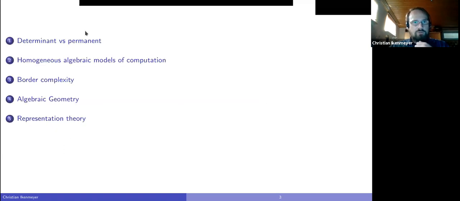All right, so I want to talk about these 5 sections. There is a very short summary after the end of each section. So if you get lost, every section is another starting point for you to start listening again, because the topics are rather different from each other. Okay, let's start with the determinant versus permanent.